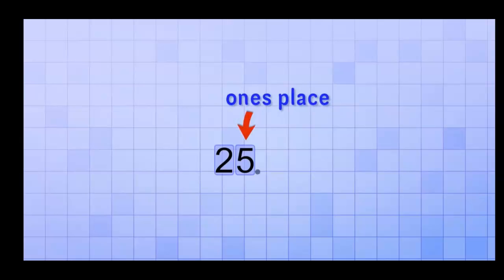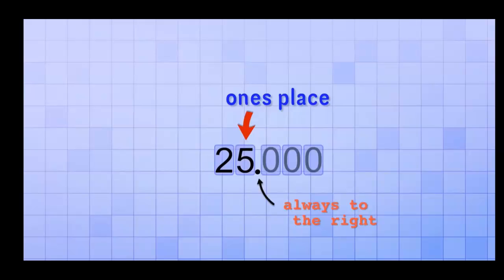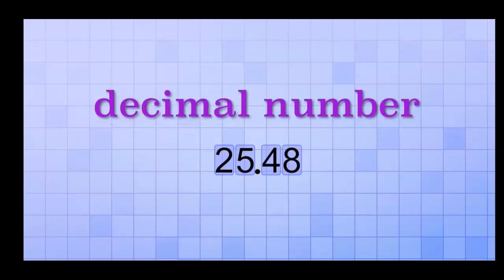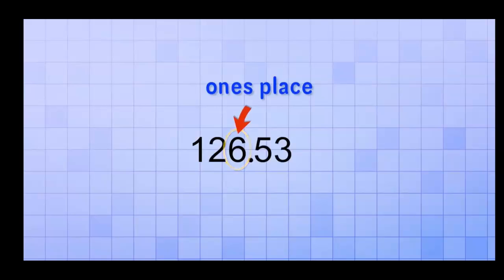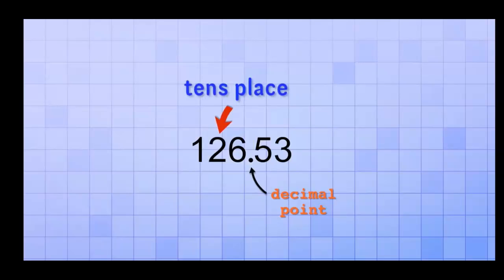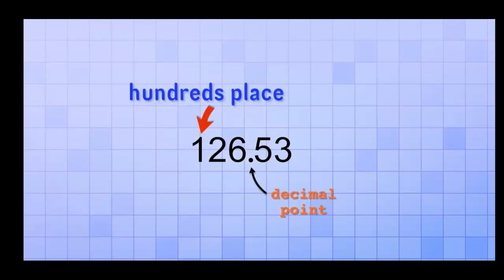Of course, you could still show the decimal point if you wanted to, since it's always immediately to the right of the ones place. But if there's no decimal digits, then we don't need to separate them from the whole number digits. If a number does have decimal digits, then we call it a decimal number. And the decimal point helps us quickly recognize which digit is in the ones place. For example, if you see a sequence of digits like this, 1, 2, 6, 0.53, you can tell right away that the digit 6 is in the ones place because it's immediately to the left of the decimal point. That means this 2 is in the tens place, and this 1 is in the hundreds place.